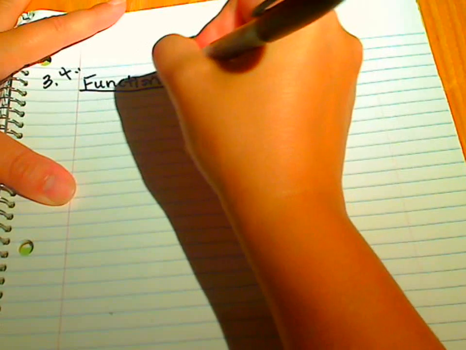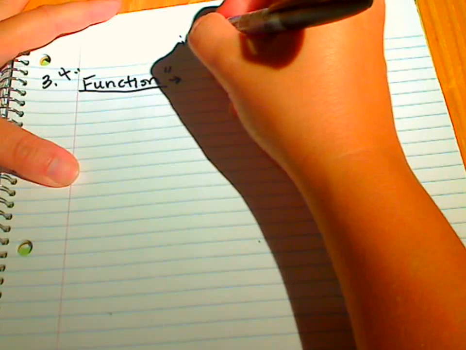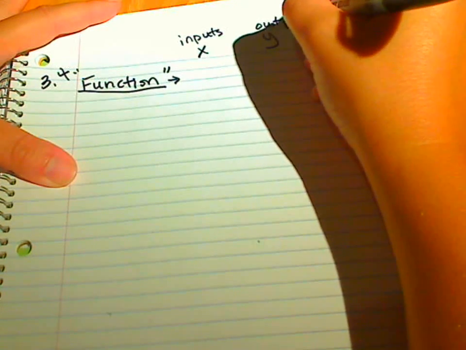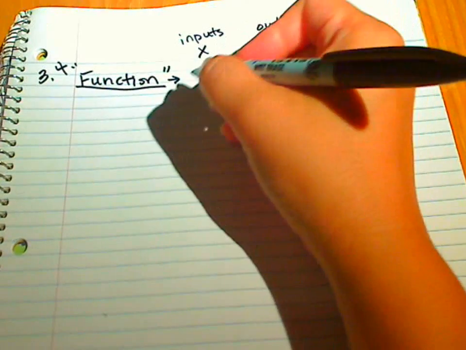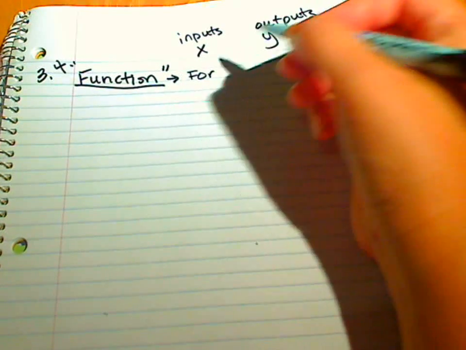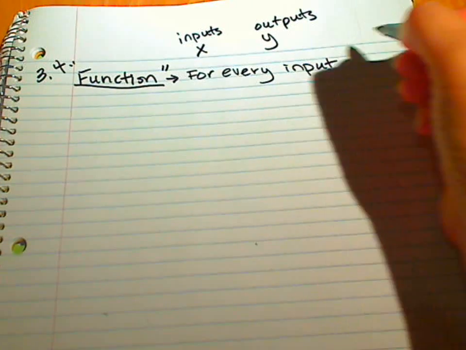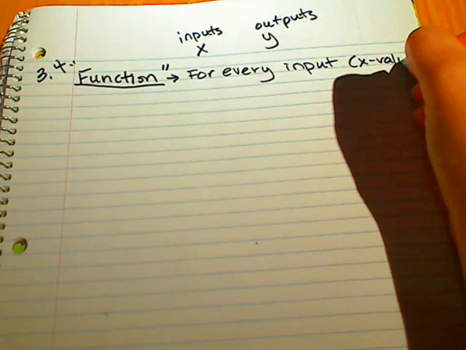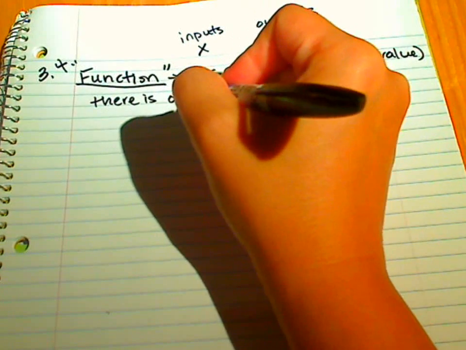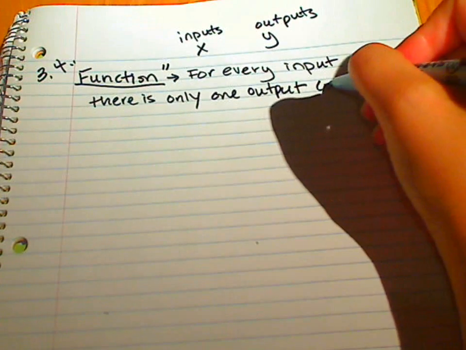The word function in math refers to the inputs and the outputs, or the x values, which are your inputs, and y values, which are outputs. The formal definition is: for every input, or x value, there is only one output, or y value.